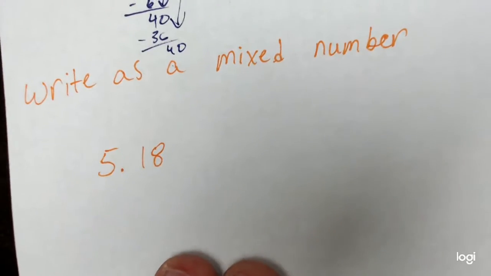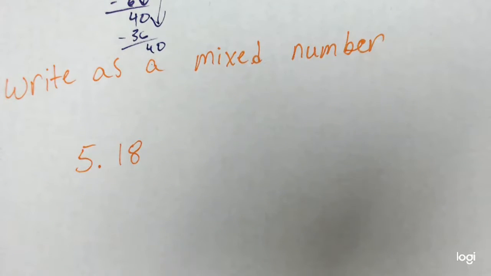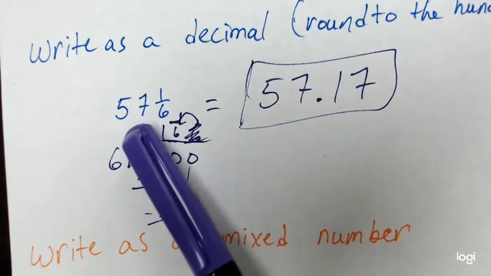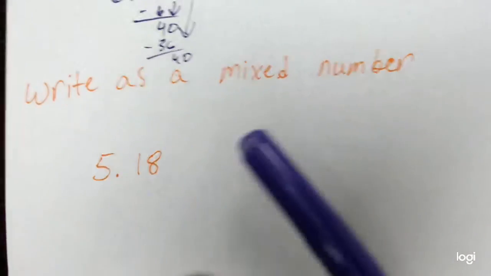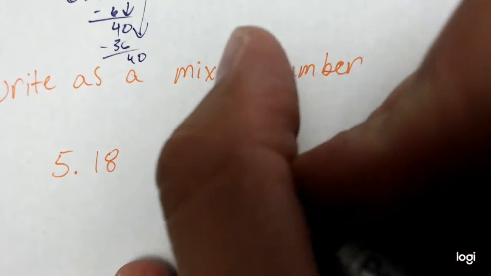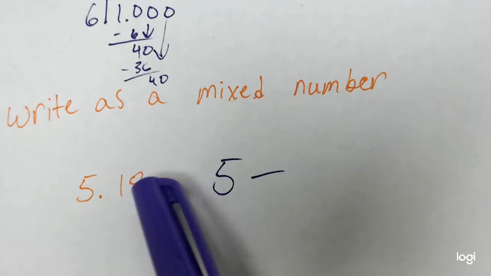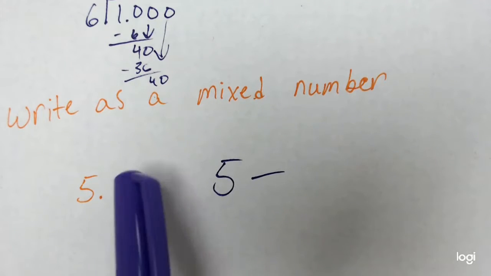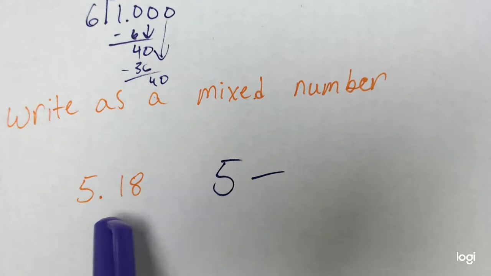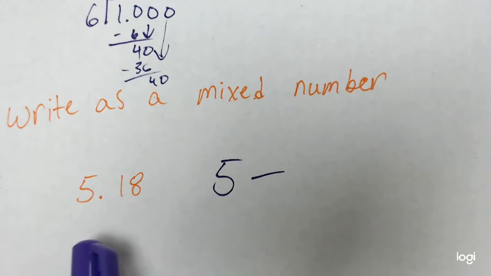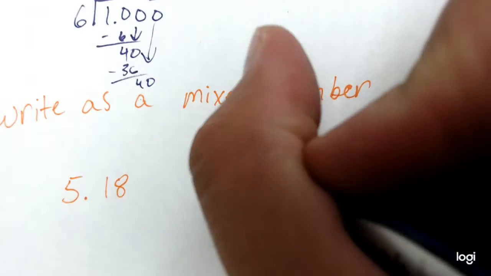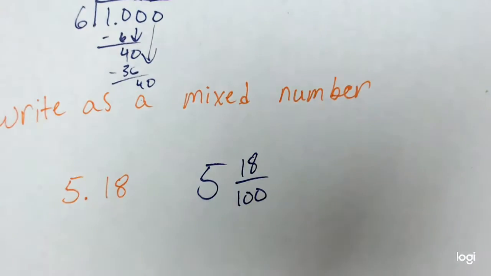Last one, how do I write a decimal as a mixed number? Well, just like the whole number here was able to transfer to the decimal, the whole number from the decimal can transfer to the mixed number. So I'm going to have 5 and a fraction. The question is, what will the fraction be? So for the fraction, I'm going to find the place value, right? So here I have tenths, hundredths. The farthest place value is hundredths. So if I read this as 5 and 18 hundredths, that's actually the fraction. The fraction will be 18 hundredths.